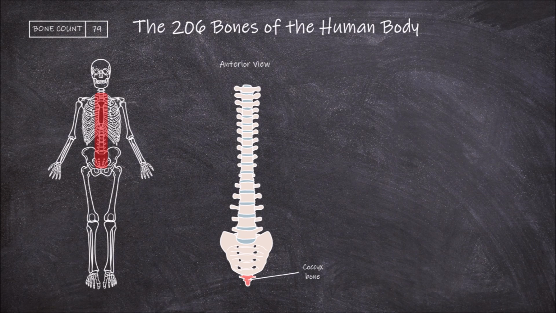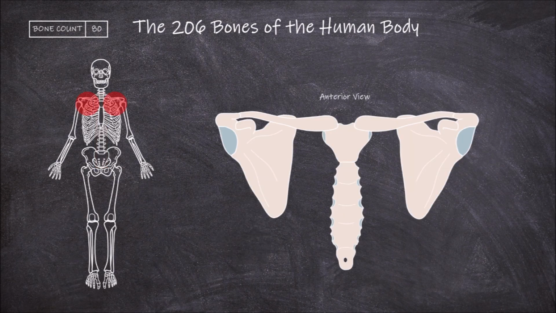Next is the coccyx bone. This takes us up to a total of 80 bones. If we now move on to the bones of the pectoral girdle, we have the next 4 bones. First up are the 2 clavicle bones. This takes us up to a total of 82 bones.